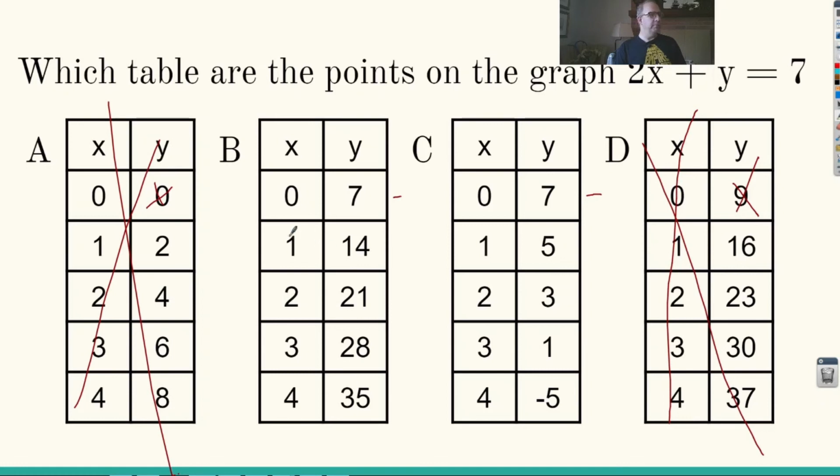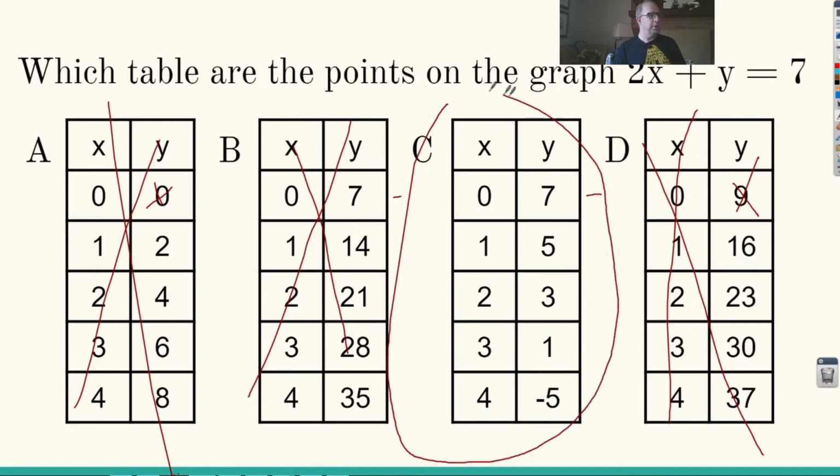If I put a 1 in for x, 2 times 1 plus y equals 7. So that would be 2 plus y equals 7. Subtract 2 on both sides. Y would equal 5. And that's this one. So I cross out this one. So C is the only one that works. And I only had to try out 2 numbers.